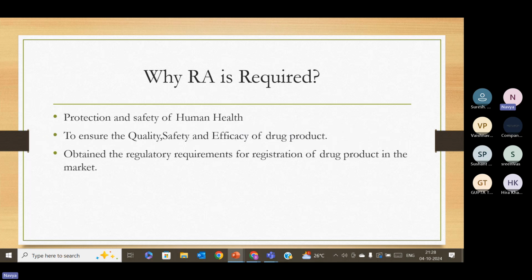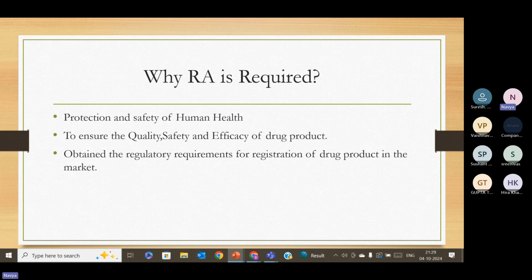Then why RA is required. Now, if we do not have RA, how would it impact the product? First and foremost, the protection and safety of human health. If the regulations, the law, which is applied by the authorities, is not followed, then the protection, the safety of human health will be deteriorated.